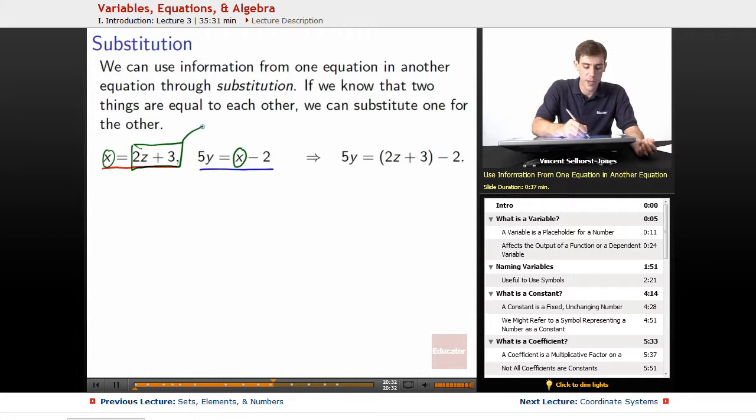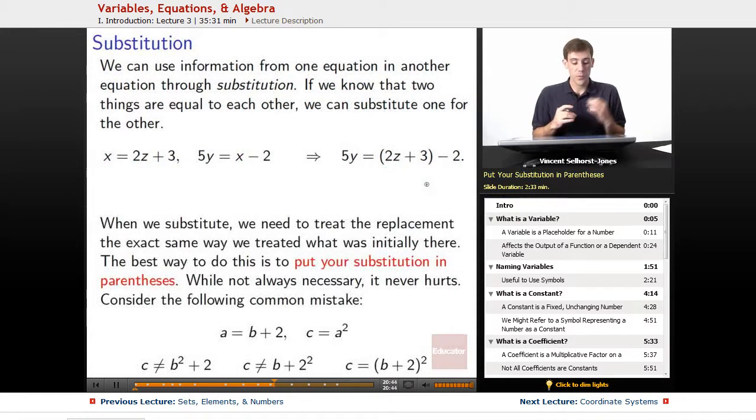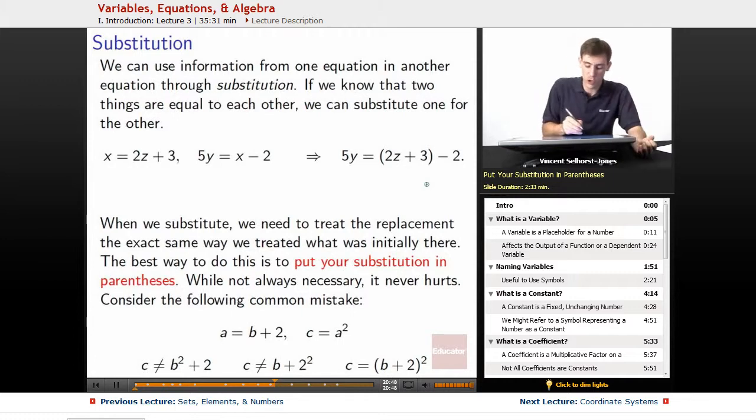So we take this information and we plug it in for x. So that's what gets us quantity 2z plus 3. We'll replace that x. So we have 5y is also equal to quantity 2z plus 3 minus 2. When we substitute, we need to treat the replacement the exact same way we treated what was initially there.